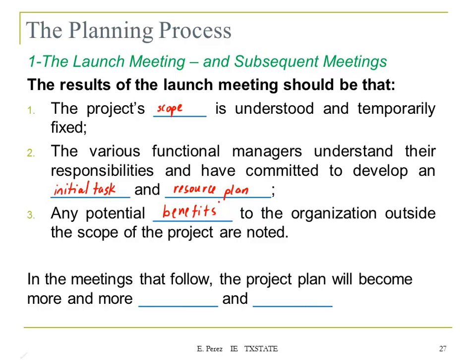Okay, so in this first meeting, you want to make sure that everybody understands the scope of the project. The functional managers, people who are in charge of the different areas of the company, understand what the goals are, what their responsibilities are, and how they're going to be using their resources to help you achieve the goals of this project. And also any potential benefit to the organization needs to be addressed in this meeting. In the meetings that follow, the project plan will become more and more detailed and firmer.